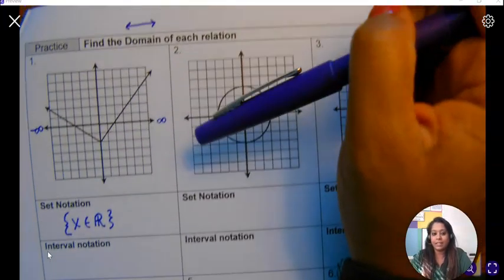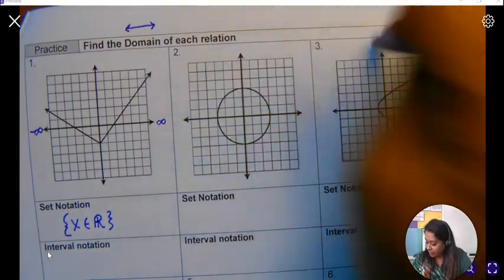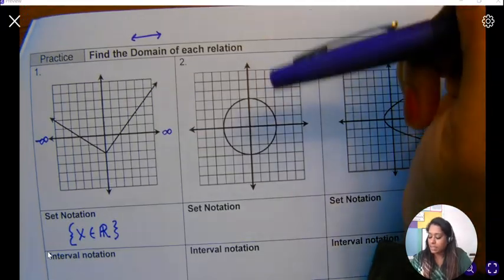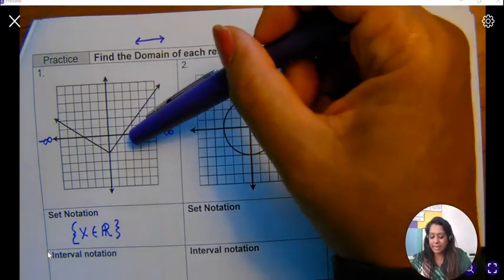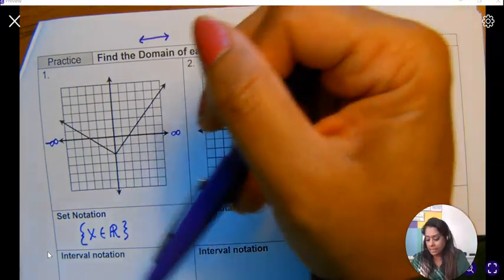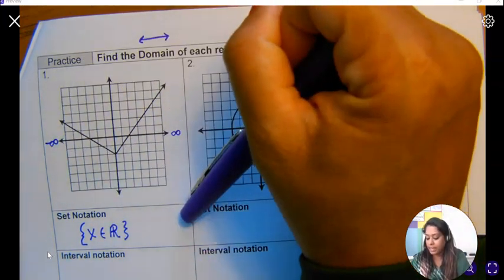We're looking at domain and range. So I'm on page 4 in our packets. For this graph right here, I already did it, but it says to find the domain.